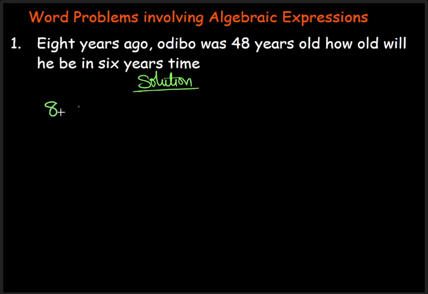So we have that 8 years ago, Odibo's age equals 48. Now, we are to find his age in 6 years' time. Before you get his age in 6 years' time, I believe you should know Odibo's present age. So we need to know his present age first before we go to finding his age in 6 years' time.